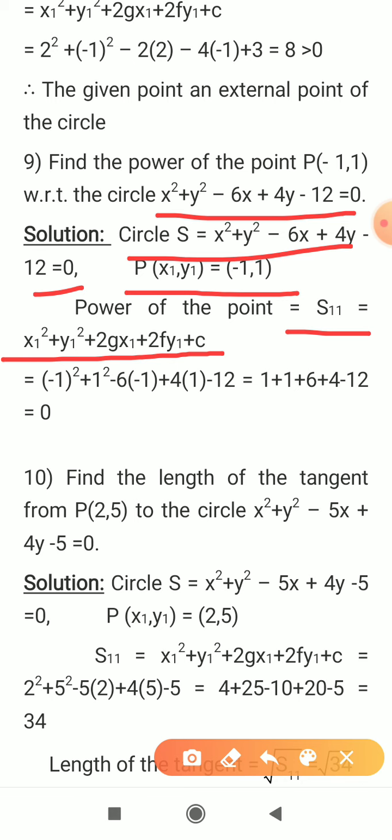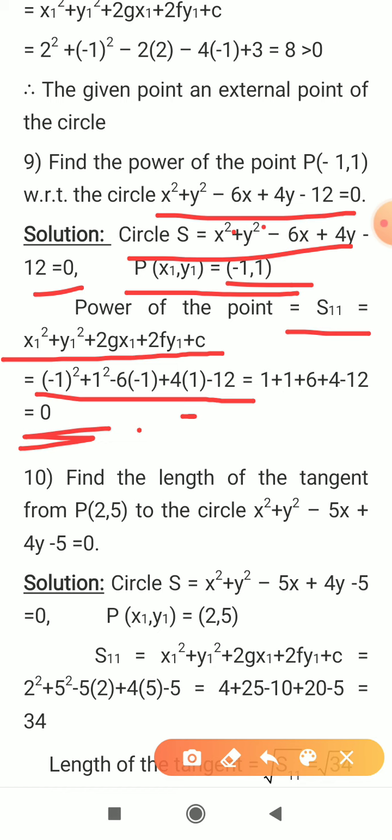Here, what is our point? (-1, 1) is the point. Put -1 in the place of x, 1 in the place of y. So that is (-1) square plus 1 square minus 4 into (-1) minus 6 into 1 minus 12. If we simplify, we have the value 0. So the power of the point is 0. So what do you say about the position of a point using the power of a point? Here the power of the point is 0. So what do you say about the position of the point?